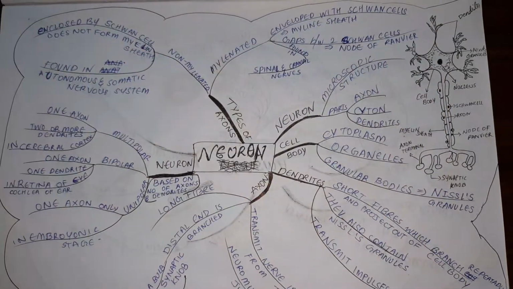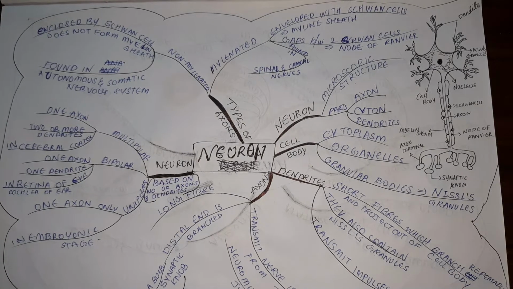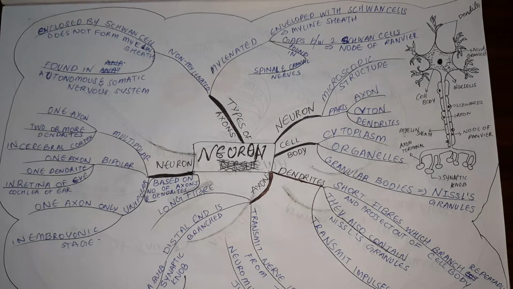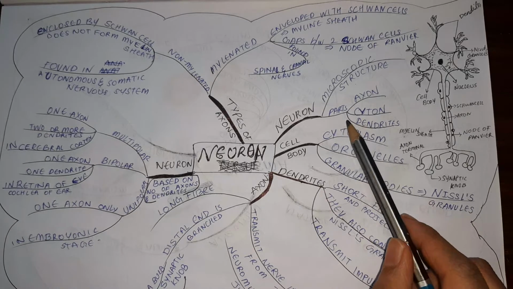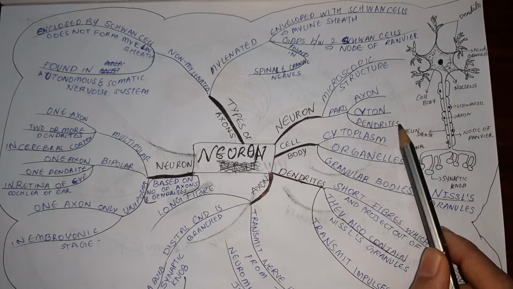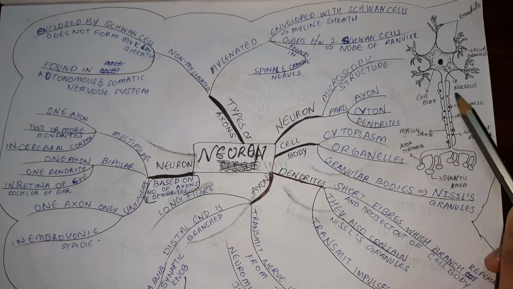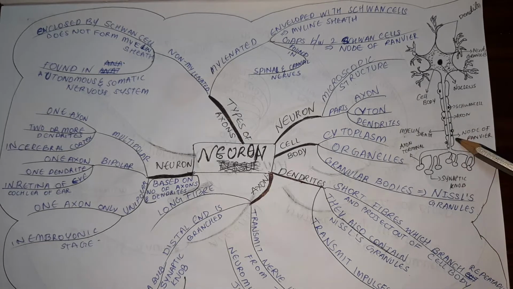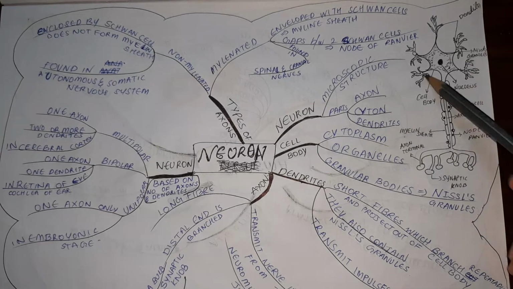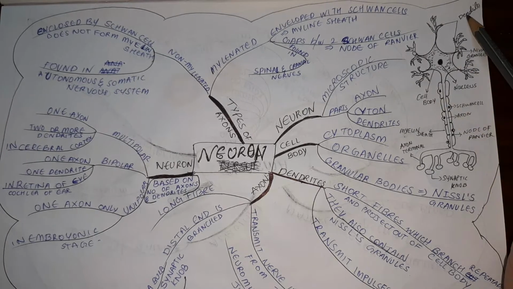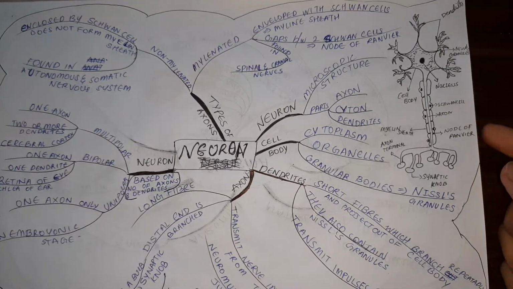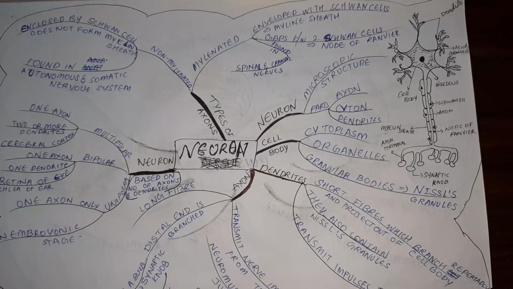So let's begin. Neuron, nervous tissue, or neural tissue, these are the names of the same thing. The structural and functional unit is the neuron, which is a single unit of the cell present in these tissues. It is a microscopic structure and the parts are axon, cyton, and dendrites. Axon is this, you can see, and cyton is nothing but the cell body, and dendrites are these portions.